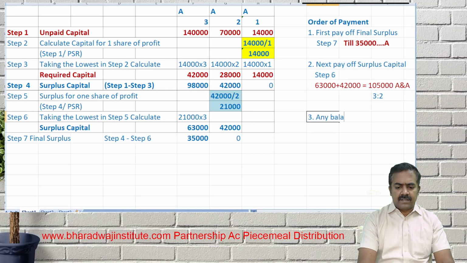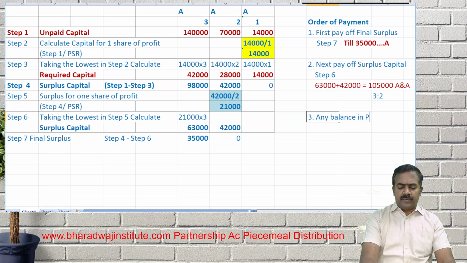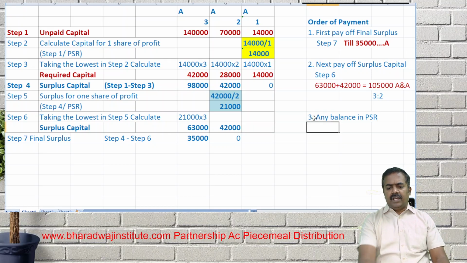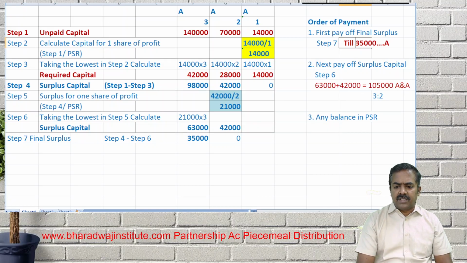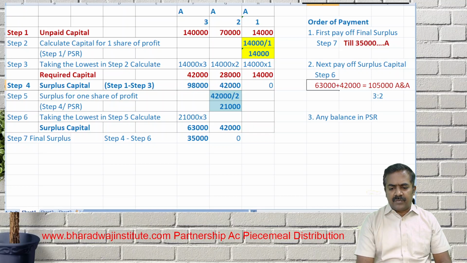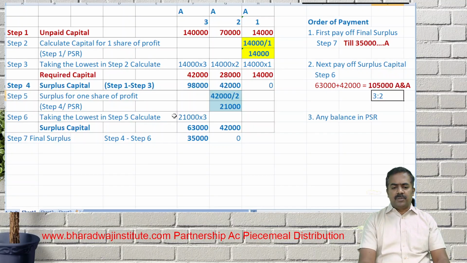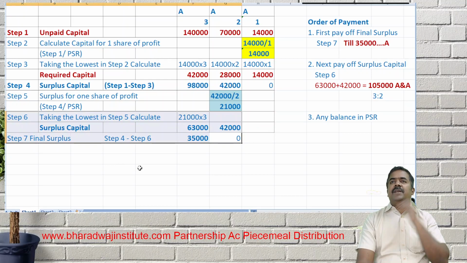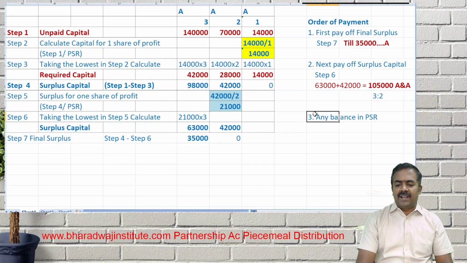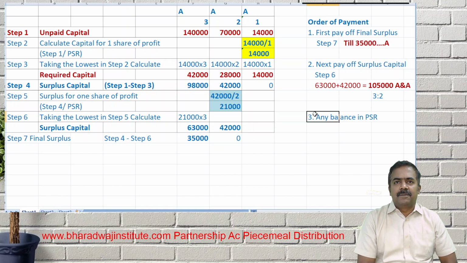Number 3: any balance in profit sharing ratio. First 35,000 will be given only to A. Next 1,05,000 will be given to first and second partner in profit sharing ratio. Once you pay off the surplus, the capital will be in profit sharing ratio. So any balance will be shared in profit sharing ratio.